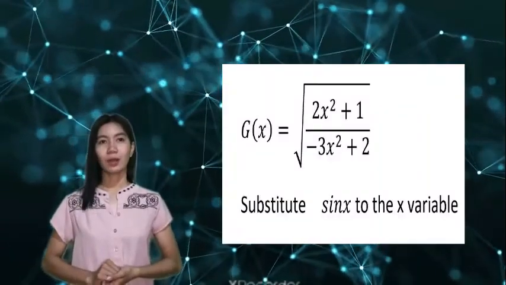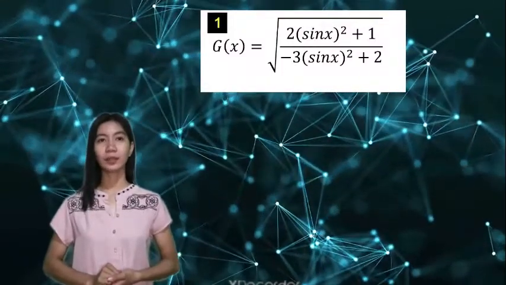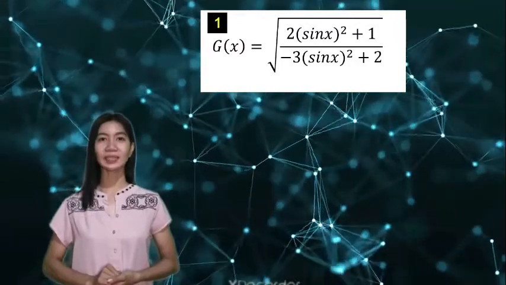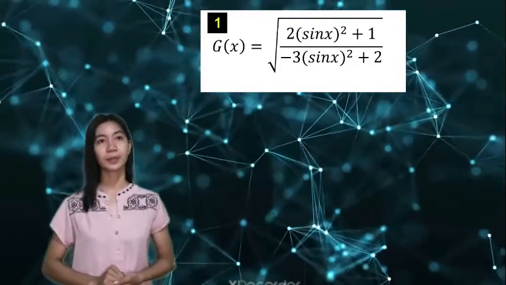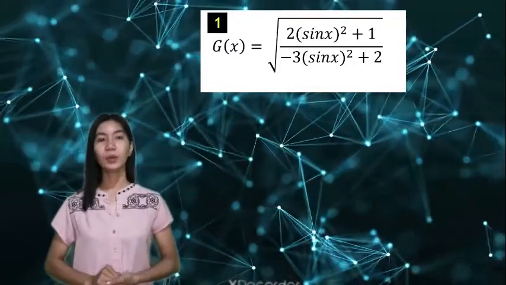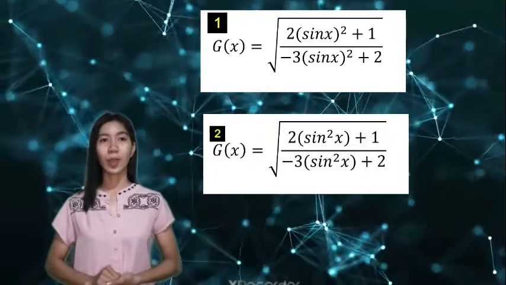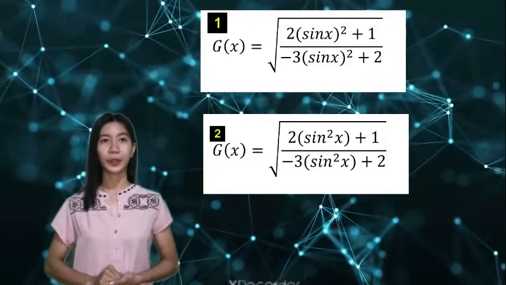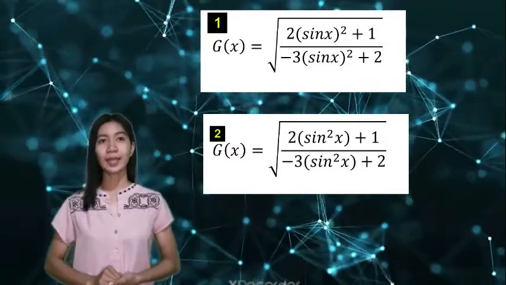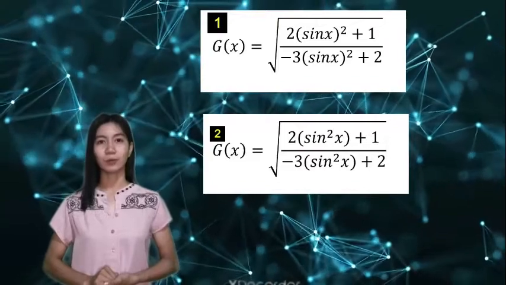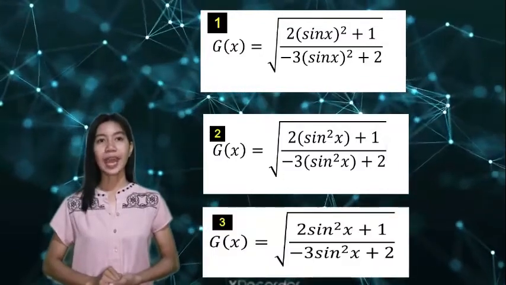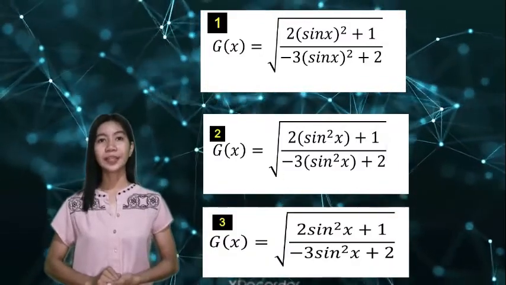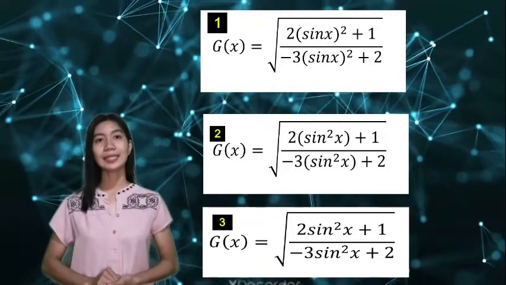If x value is equal to the trigonometric value sine x, we will have g of x equal to square root of 2 multiplied by sine x squared plus 1 over negative 3 multiplied by sine x squared plus 2. By distributing the exponent, we will have g of x equal to square root of 2 multiplied by sine squared x plus 1 over negative 3 multiplied by sine squared x plus 2. By simplifying the equation, our final answer will be g of x equal to square root of 2 sine squared x plus 1 over negative 3 sine squared x plus 2.